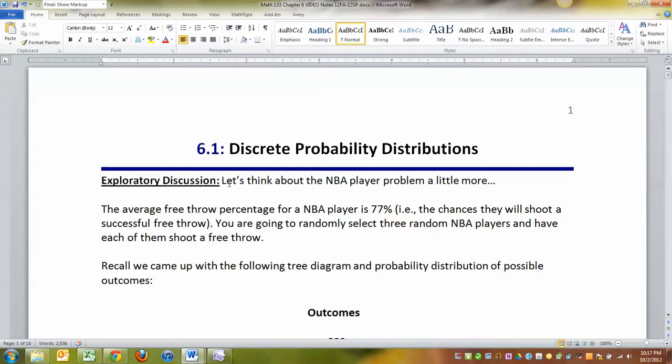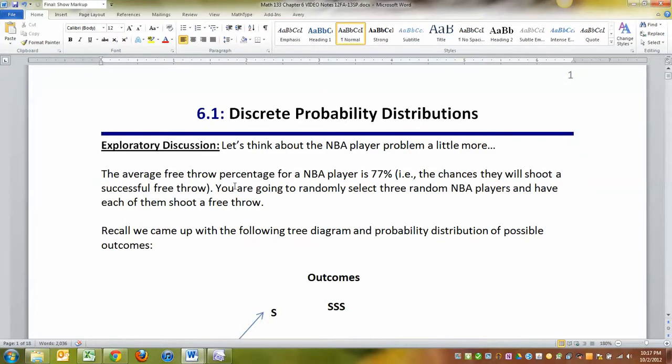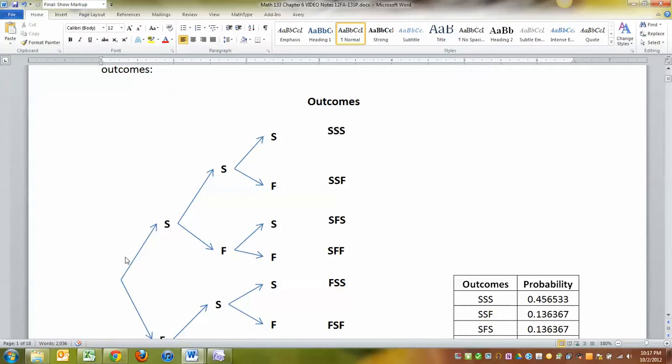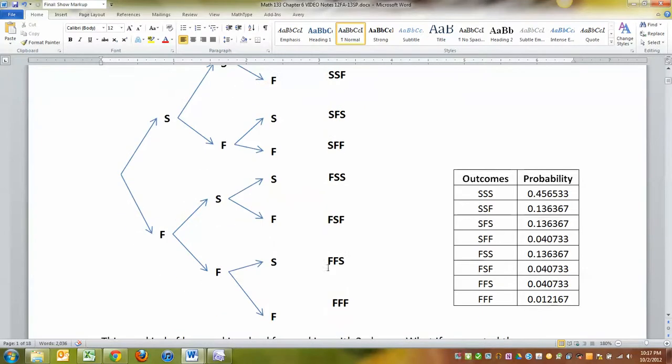But let's think back to the NBA problem we had in, I believe, section 5.3. The average free throw percentage for NBA players is 77% overall. So that's the chance they're going to make a free throw. You're going to select 3 random NBA players and have each of them shoot a free throw. Recall, this is the tree diagram. We had 3 players, we made a diagram, there it is.